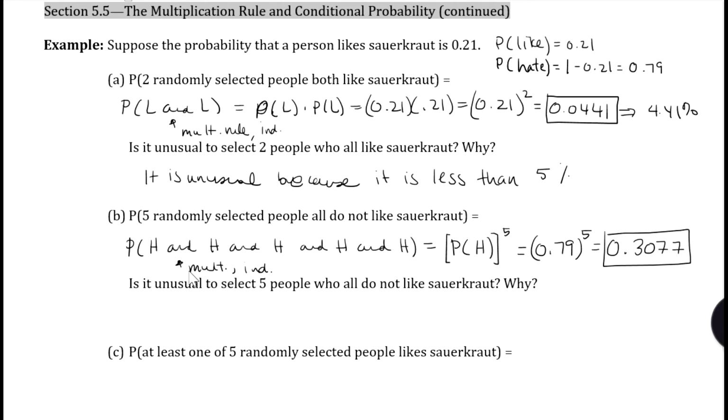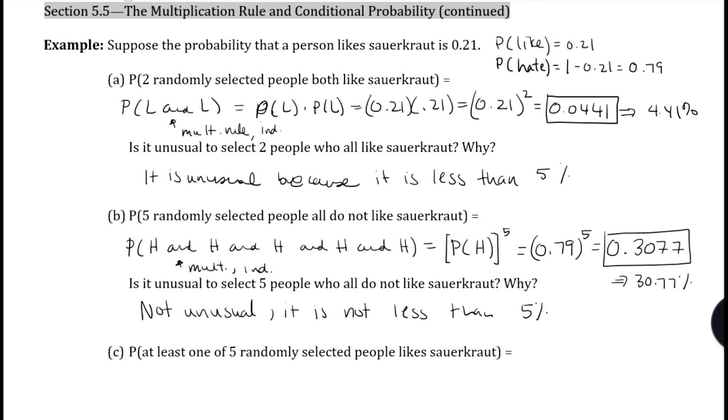Okay, so here, is it unusual to select 5 people who do not like sauerkraut? So this is about the same thing as 30.77%. So this is not unusual. It is not less than 5%.